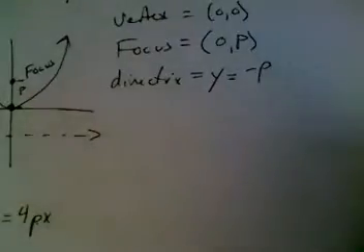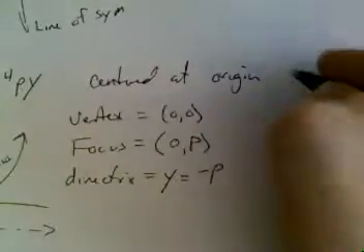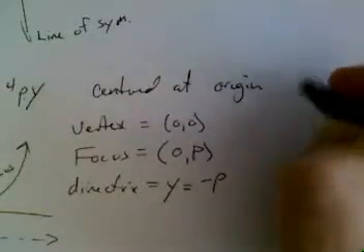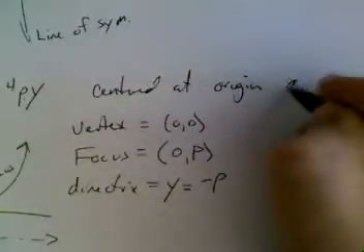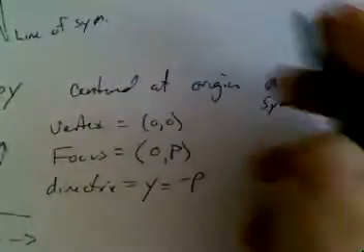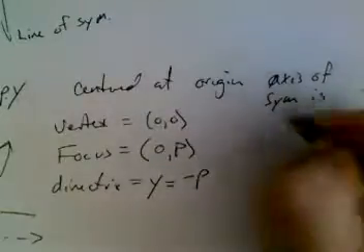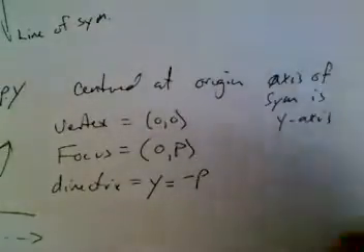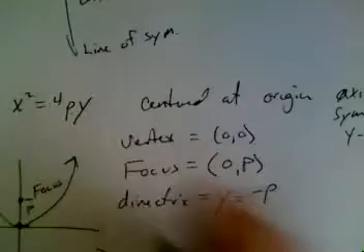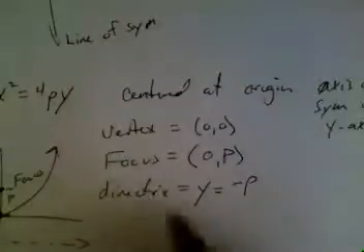So this is assuming that we have centered at the origin, and more importantly, we have an axis of symmetry. The axis of symmetry is the y-axis. So that fills in 5 for the equation right here, the vertex, the focus, and the directrix.